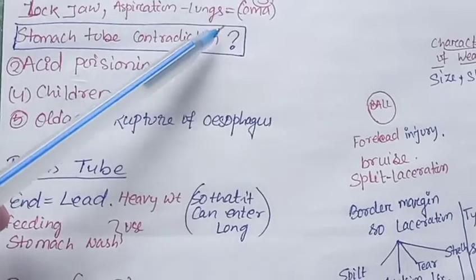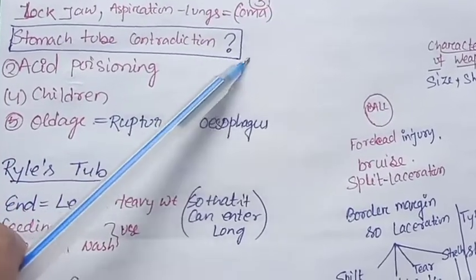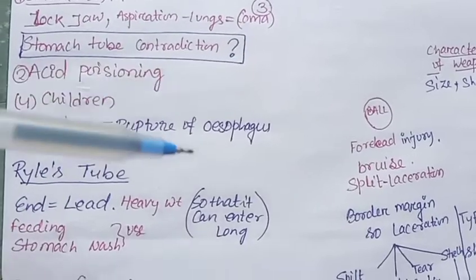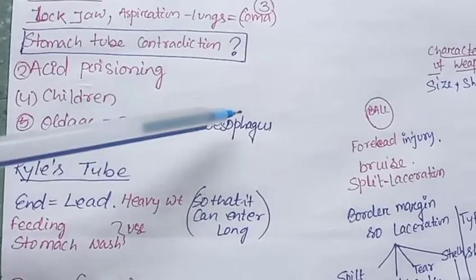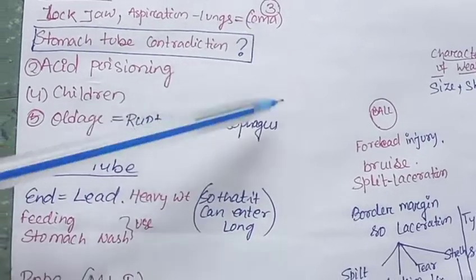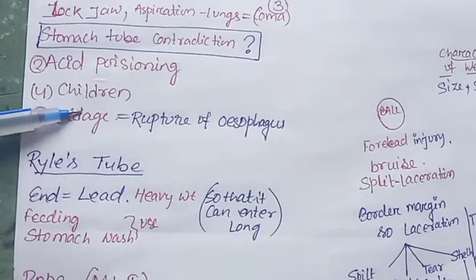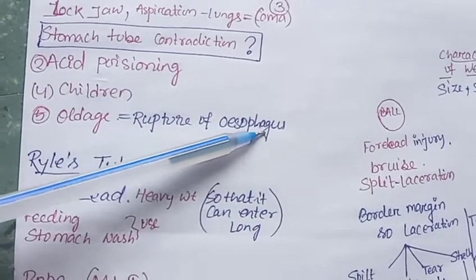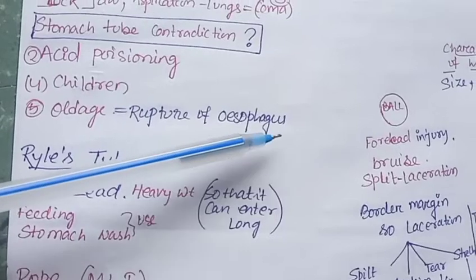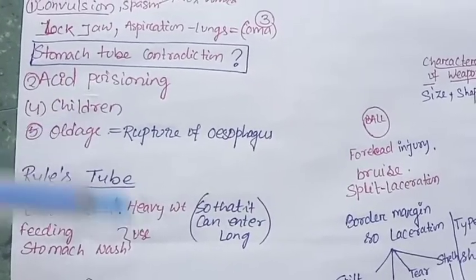stomach. Then the lungs: in a comatose person, if a stomach tube is given and aspiration occurs, then it enters the lungs. That's why it is also contraindicated in a comatose person. And in children, that's why the relative comes. And in old age, because rupture of the esophagus may occur due to the loss of elasticity in old age, that's why it is also contraindicated in old age.